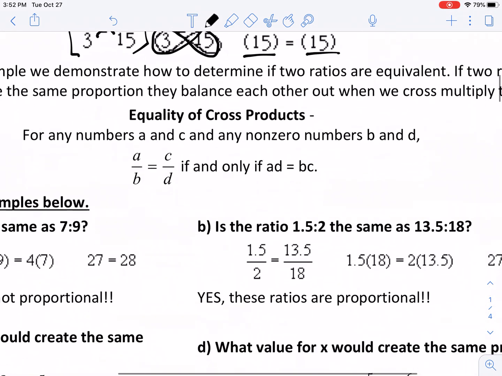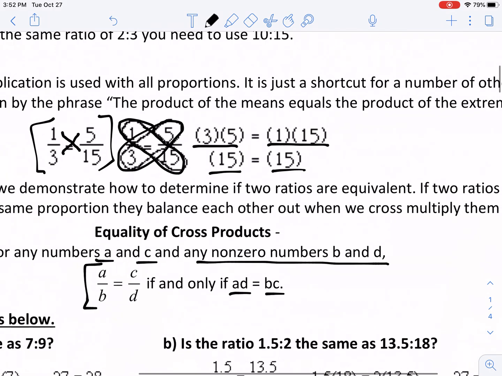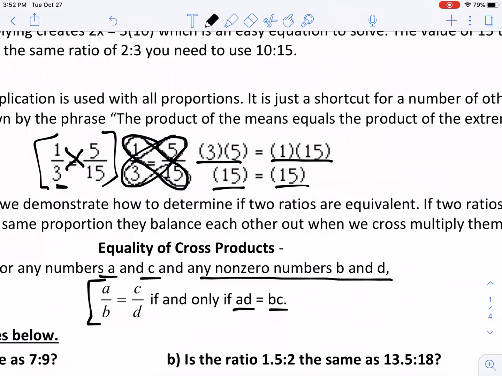And so that's what it says here. For any numbers A and C and any non-zero numbers B and D, if we have the ratios or fractions A over B and C over D, those two are equal if and only if A times D equals B times C. Just like up here, these two fractions were equal because when we cross-multiplied, we got the same number on both sides. So that's what that's saying there.